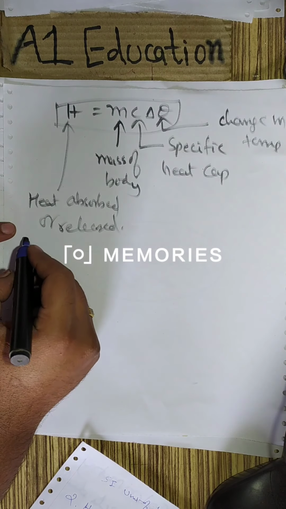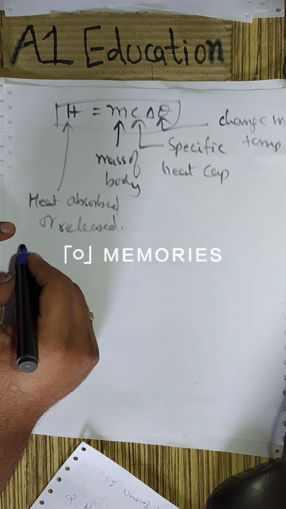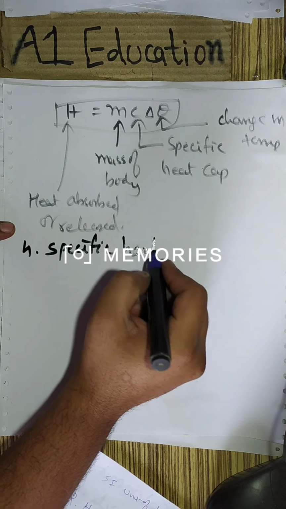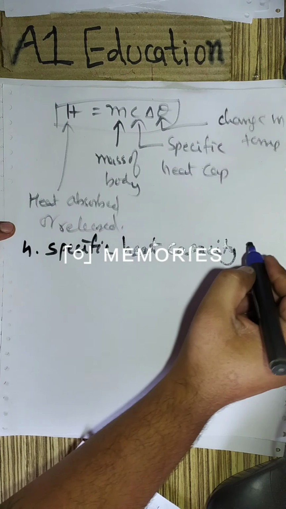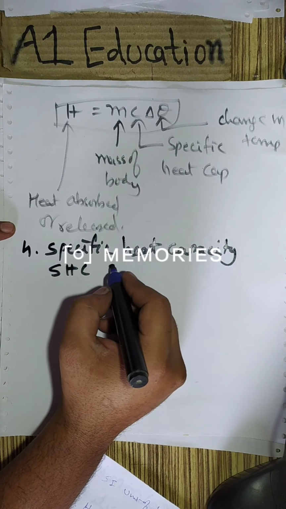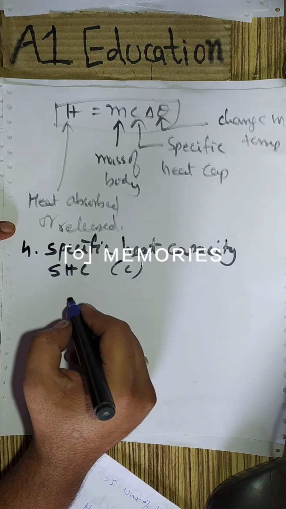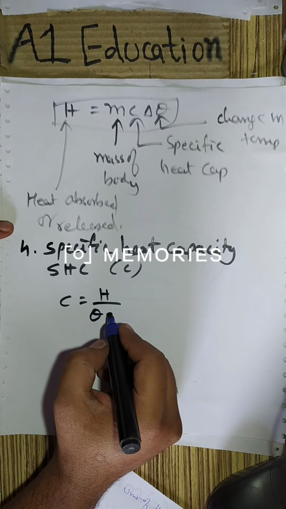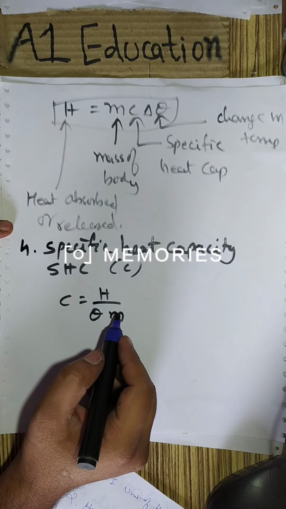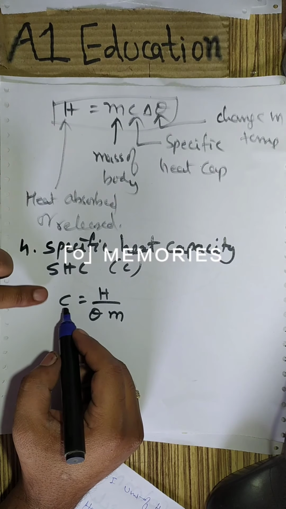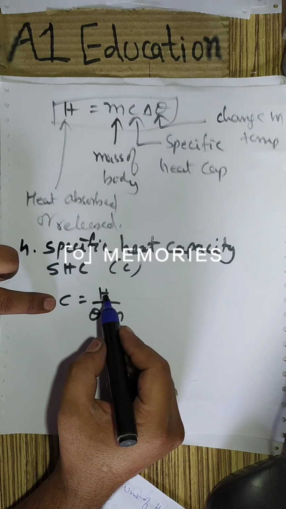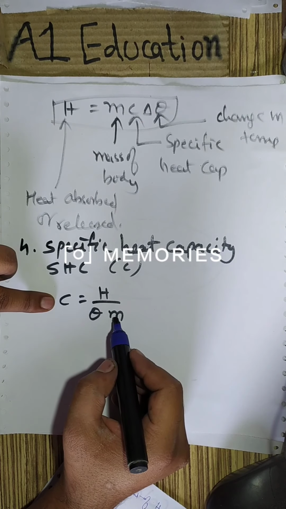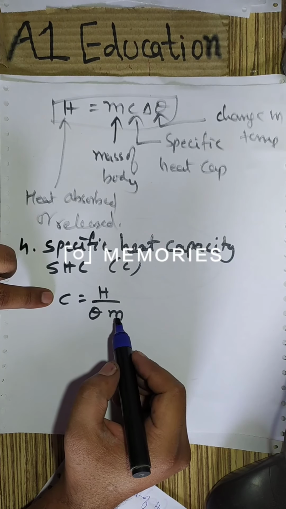Hello. The next topic we have is specific heat capacity. In short, it is denoted as SHC, and in symbolic form it is denoted by C. Specific heat capacity is defined as the amount of heat energy required to raise the temperature of a given mass of the substance. Please go through and learn the definition once again. Specific heat capacity C is defined as the amount of heat energy required to raise the temperature of a given mass of a substance.